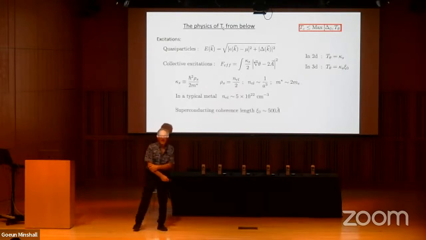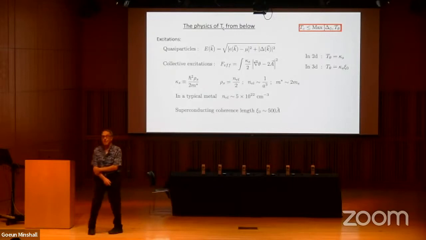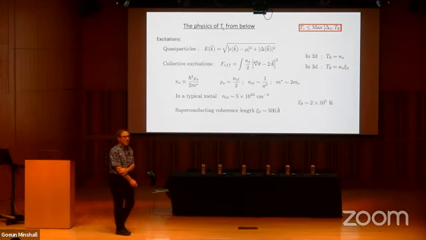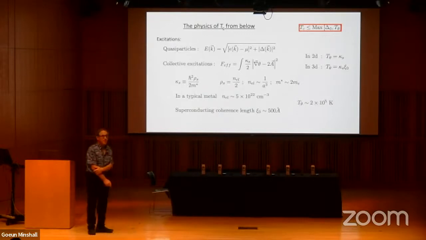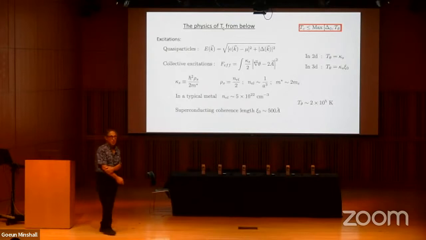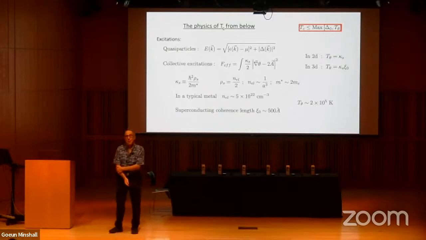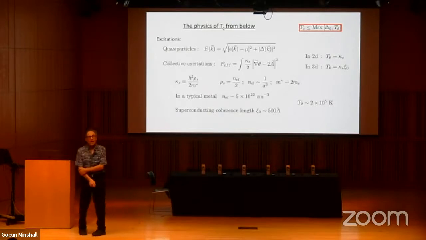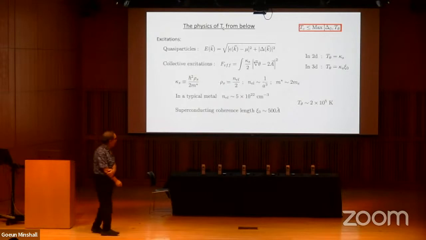Superconducting coherence lengths vary somewhat, but say a typical value of 500 angstroms, this gives a value of T theta of 2 × 10⁵ Kelvin. And given that transition temperatures are like 10 Kelvin, we're clearly very safely in the regime where phase fluctuations have no relevance to the physics whatsoever.